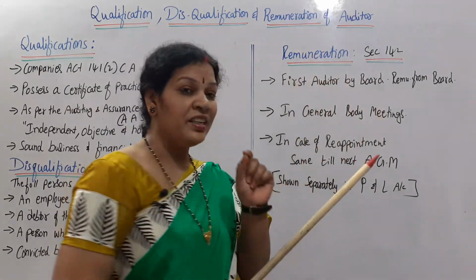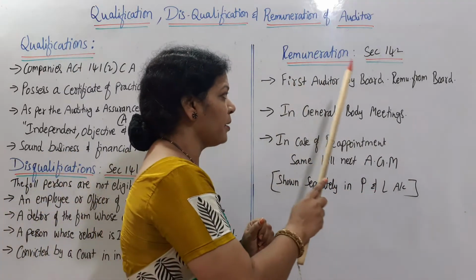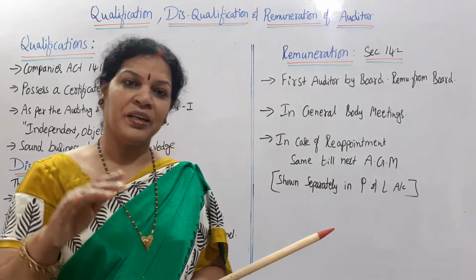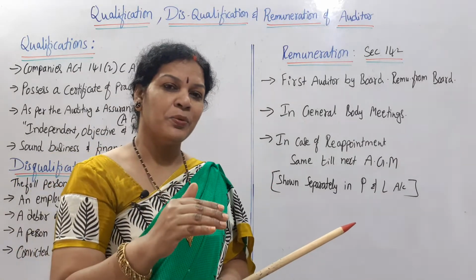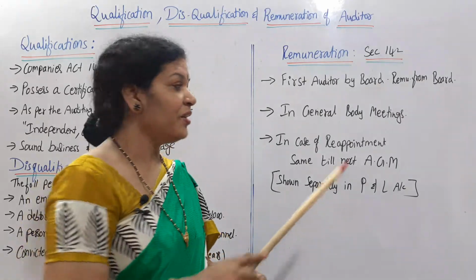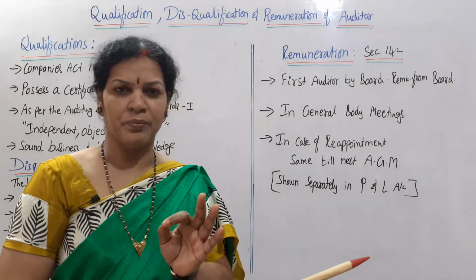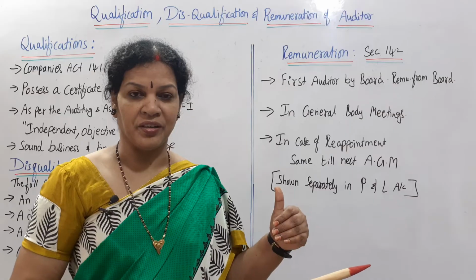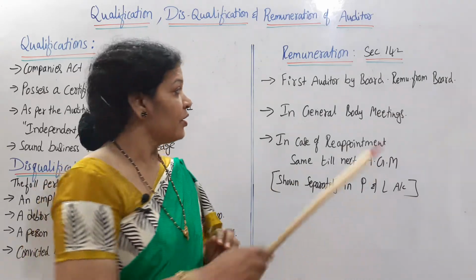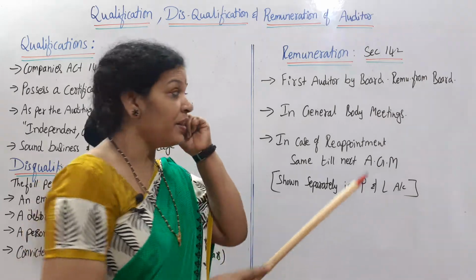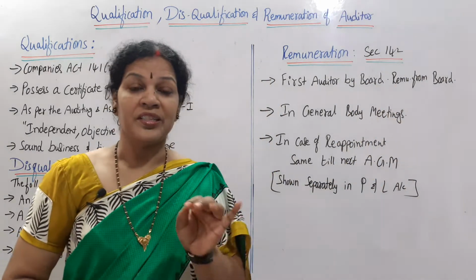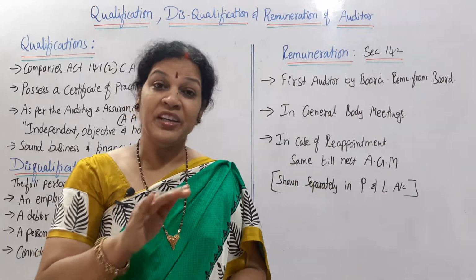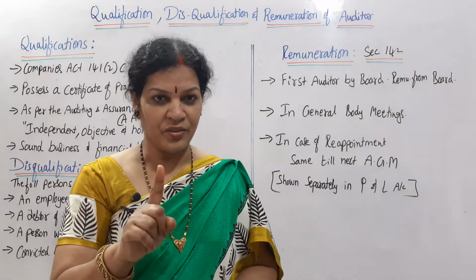First point is if the auditor is the first auditor appointed by the board. First auditor means when the company started, the first board of directors appoints the first auditor. We have already learned the appointment of auditors. So, if he is the first auditor, then the remuneration is also decided by the board only. This is the first case.